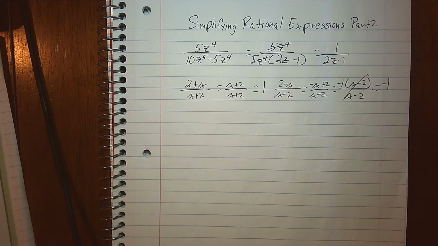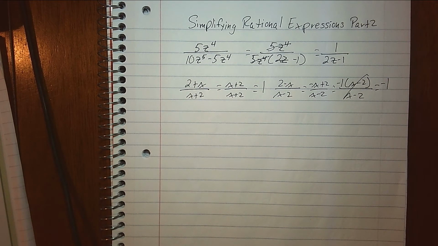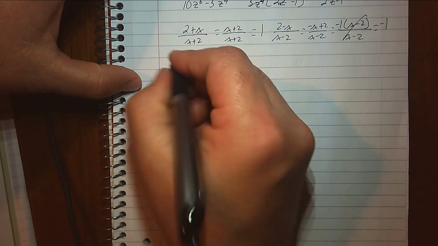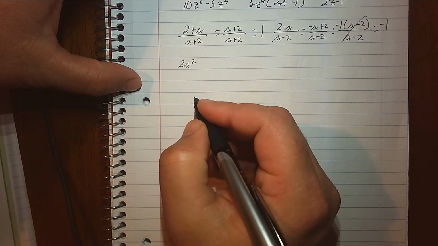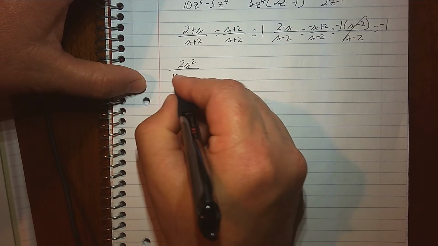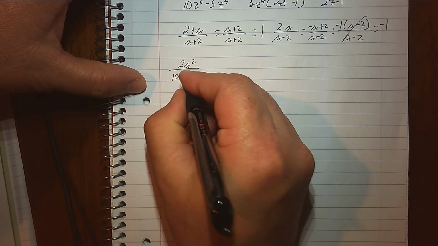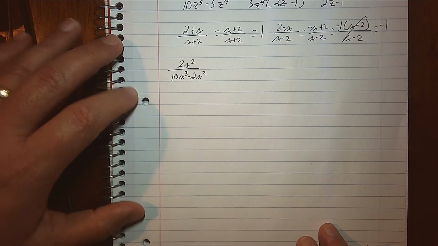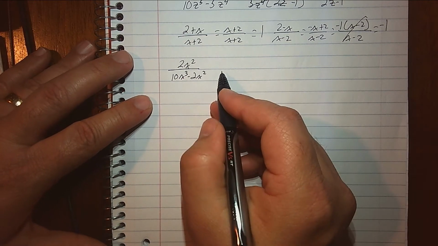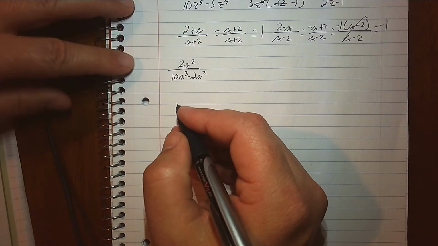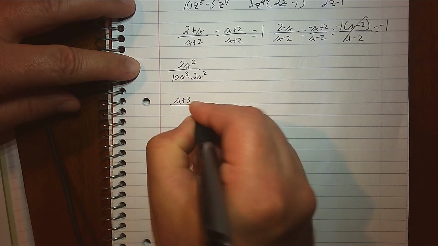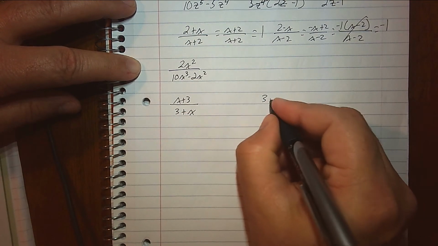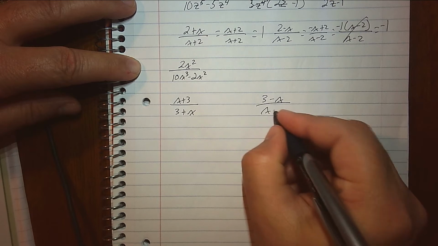So let's look at 3 examples so you guys can test that skill. You can pause the video at this point after I write these down. 10x cubed minus 2x squared. All right, you know what? Let me go ahead and write down 2 more, since these are pretty simple. And let's do 3 minus x over x minus 3.